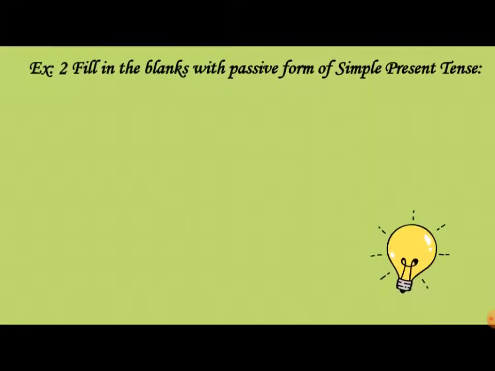So let's do the exercise. Exercise 2, fill in the blanks with passive form of simple present tense. Dear children, you are getting blanks which are already in the passive form. You only have to change the verb, that is the action word. That is, you have to add the helping verb and the past participle form of the verb.